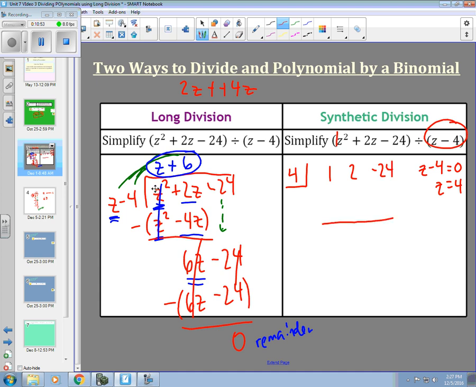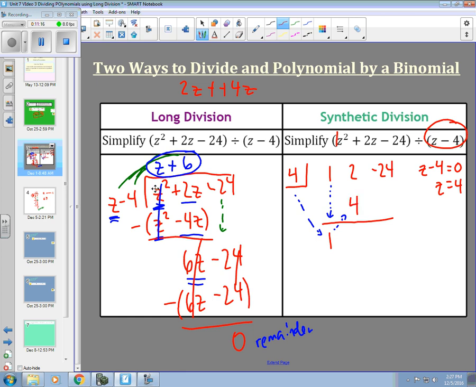The process of synthetic division then, like we said, is going to turn into multiplication. We're going to drop this first number down as a 1. And then we're going to take our multiplier and times it. So we're going to multiply the 4 with the 1, and we're going to write the result, the product, right in the next column there. So 4 times 1 is 4.